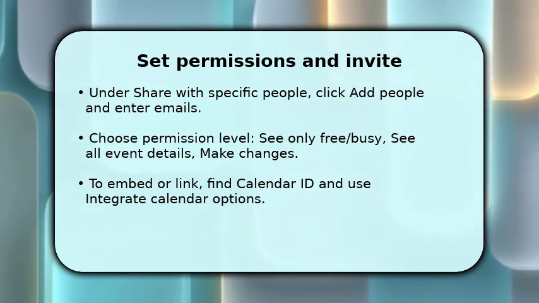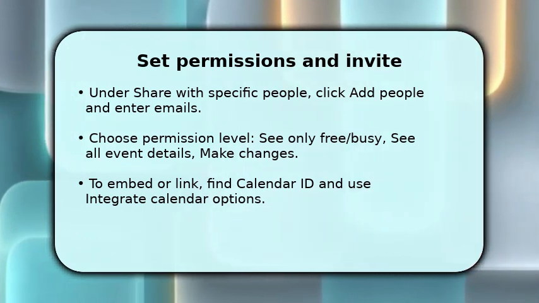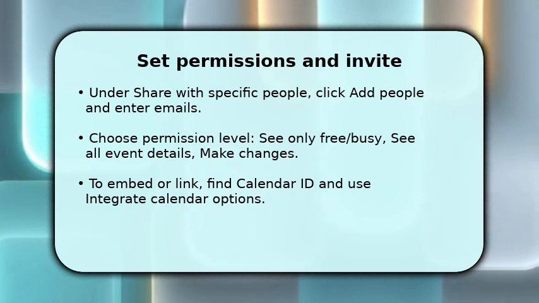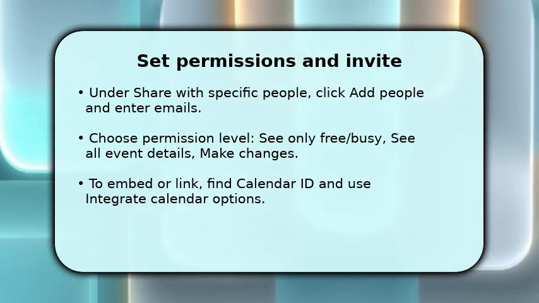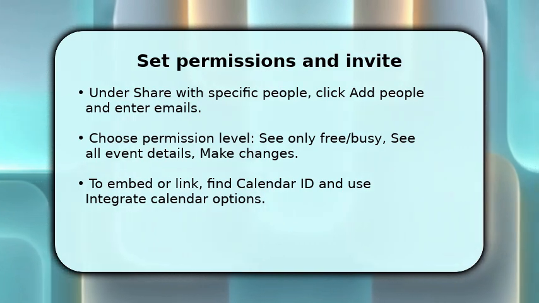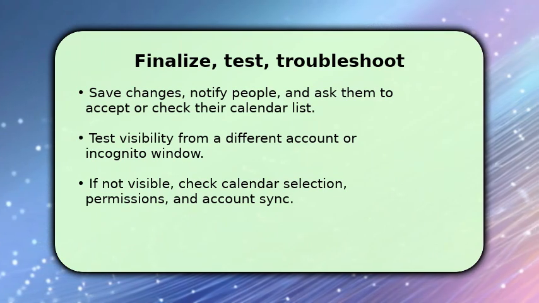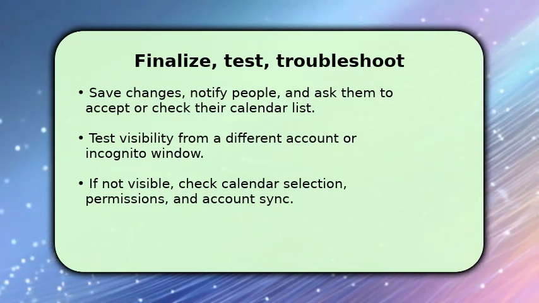Once done, save and consider Integrate Calendar to get a shareable link or embed code using the calendar ID. That's useful for websites or shared intranets. Make sure to explain permission implications to recipients. Finish by saving and notifying people. Google often emails invites automatically, but prompt them to add the calendar if needed.